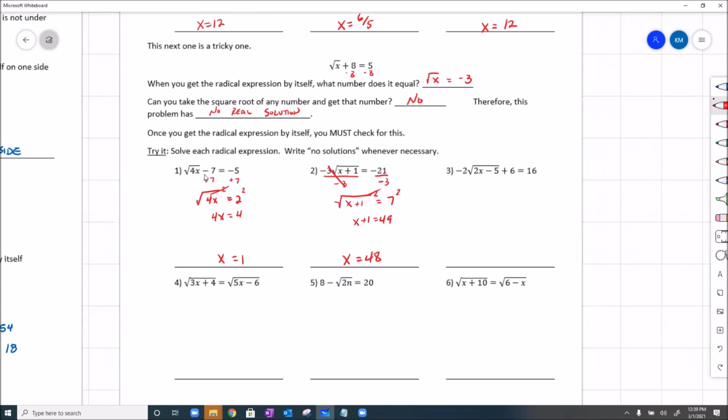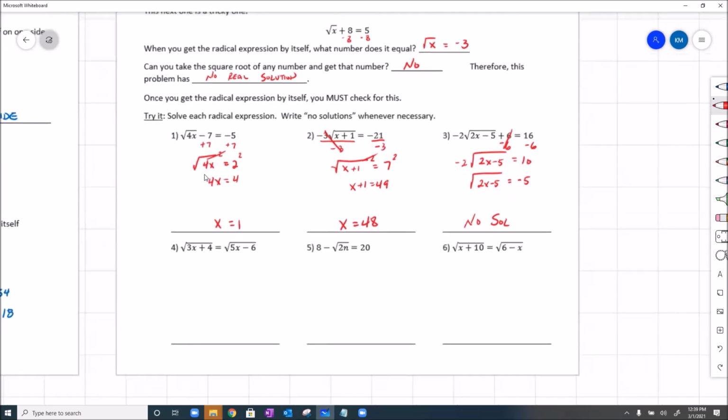Number 3. Solving to get our radical by itself. Subtract 6 from both sides. We get negative 2 times radical 2x minus 5 equals 10. Divide by negative 2. Radical 2x minus 5 equals negative 5. Okay, and so now you see a radical equals a negative number. We don't have to go further. No solution. We don't have to write no real solution, but I do want to say no real solution because in Algebra 2 you'll see that there are solutions. They're just not real.